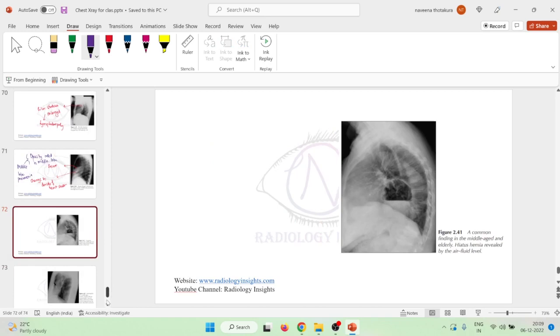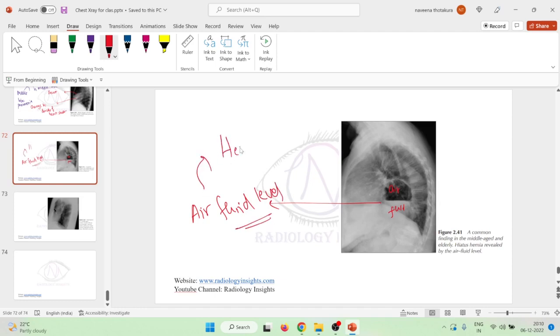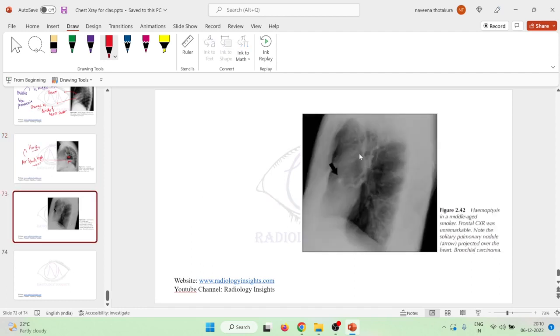Next, if you see the next chest X-ray, here this is an air fluid level. This is the air, this is the fluid. So obviously you are seeing an air fluid level here, and this is actually a hernia showing the air fluid level. Now, this is one more picture, a lateral X-ray, where you can see a well-defined nodule, and this is actually a solitary pulmonary nodule seen over the heart.